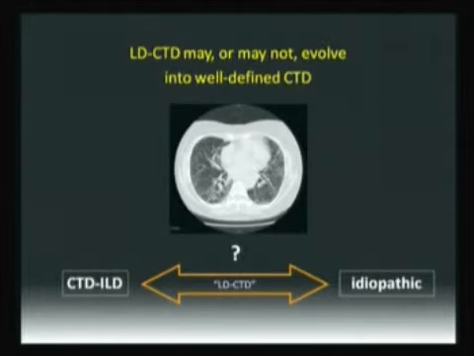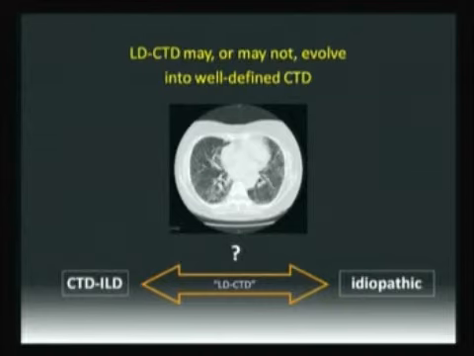Lung-dominant connective tissue disease means that you have a connective tissue disease which is only in the lung. It is very difficult to diagnose, and probably it is a spectrum between the classical CTD-ILD and the classical idiopathic. So for the time being, the recommendation is that when you find a patient like this, you follow the patient over time, because many times the patient will switch this way or this way.